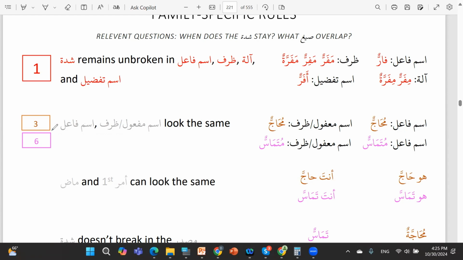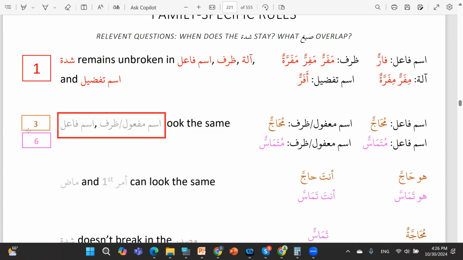And then the mazid fihi families. These two are together because, you know, family 3 and family 6 both have an extra alif. So what happens in both of these, family jahada and family ta'awana, is that the ism fa'il, ism maf'ul, and ism zarf look the same. For family 3, ism fa'il is muhajjun, ism maf'ul and ism zarf are also muhajjun. The same way in family 6.